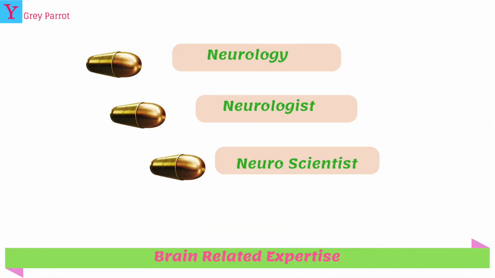Now let me tell you some more information about the brain. The study of the brain is called neurology, and the doctors who care about your brain are called neurologists, and the people who research the brain are called neuroscientists. And I do really want to be a person who researches the brain, a neuroscientist.